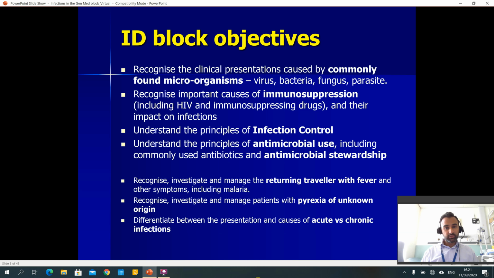You should definitely have a good understanding of the principles of infection control, which includes antimicrobial stewardship. And I will be helping guide you through how to understand antibiotics in particular and when they are used. There's a few other objectives there, such as return traveler with fever. You'll get a specific lecture from me on this, a recorded one like this, which will be available on Blackboard for you to see in your own time. When you're working with me, you'll definitely go through pyrexia of unknown origin and get an idea about how to recognize and differentiate acute versus chronic infections.